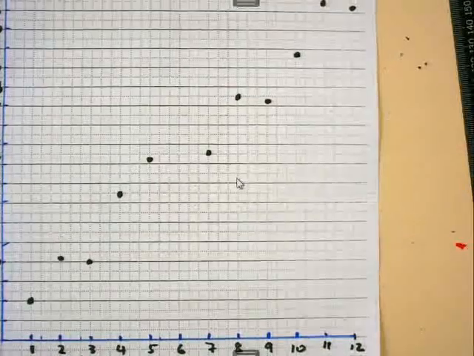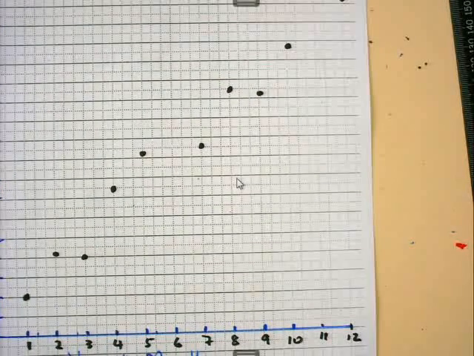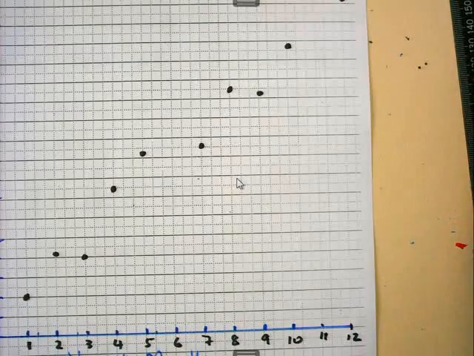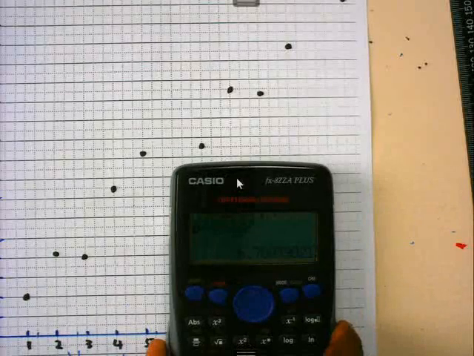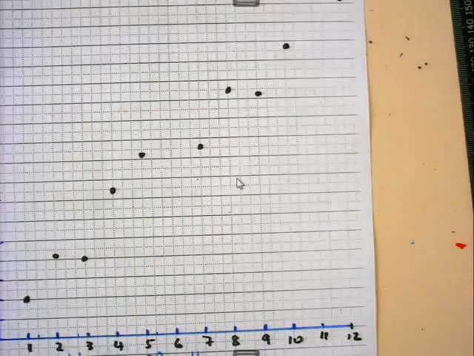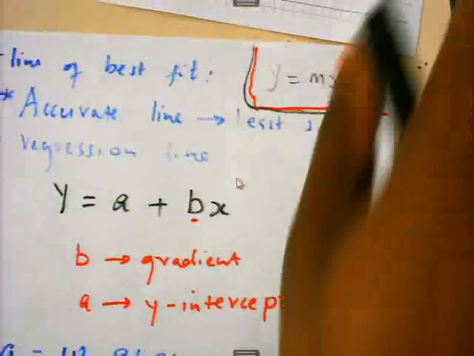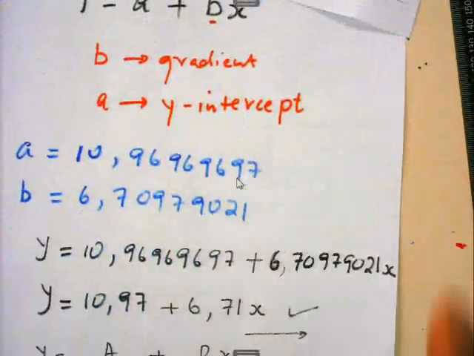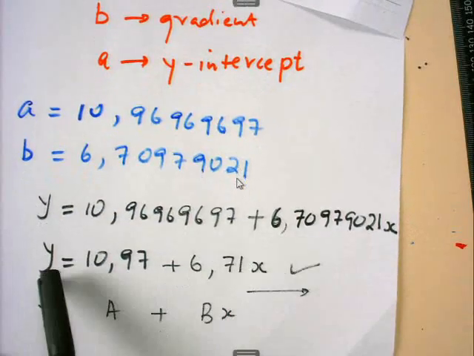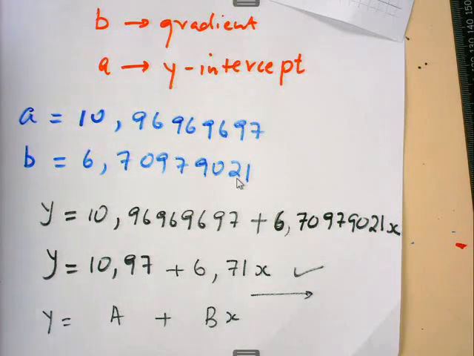Do you realize that? We first had to get the equation of the line, and we used a calculator to find it. It's a very easy process. I'm sure you can repeat it again on your own. The calculator will give you the values, and the equation of your line becomes y equals 10.97 plus 6.71x. Good.